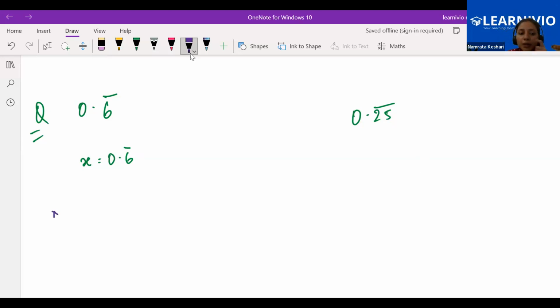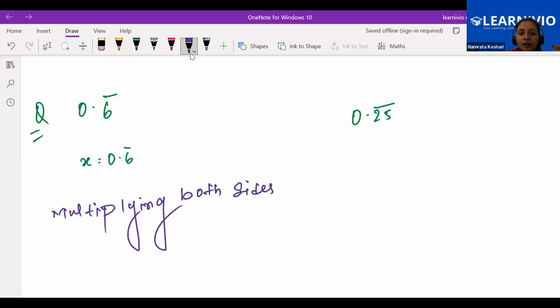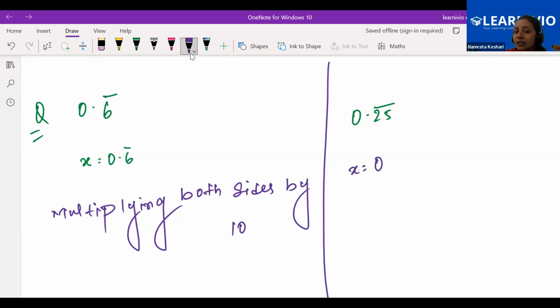So one digit is there which will repeat itself. So can we do multiplying both sides? Not can we, we have to. Okay, multiplying both sides by 10. How all of a sudden I have written 10? Because one digit is repeating itself. 6, 6, 6, 6. One digit is repeating itself, so we have to multiply by 10. When two digits are repeating itself, we have to multiply by 100. Am I making sense to you? Yes, ma'am.